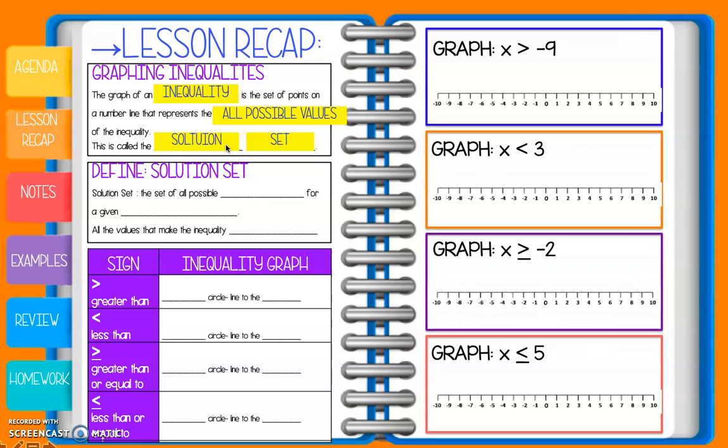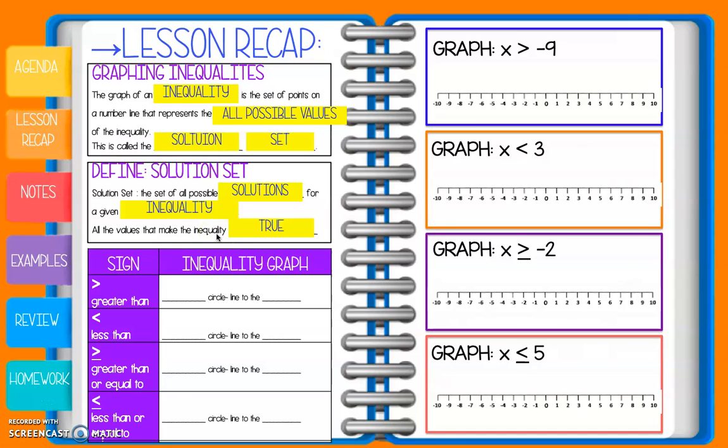So we talked about the differences: an equation has one exact answer, and an inequality has a set of answers. Okay, there's not one exact answer, there's a whole bunch of answers that can make an inequality true. And we call that the solution set. So the solution set is all of the possible solutions or all the possible answers for a given inequality. Okay, all of the values that make the inequality true are a part of the solution set.